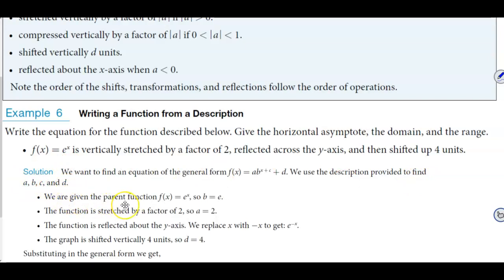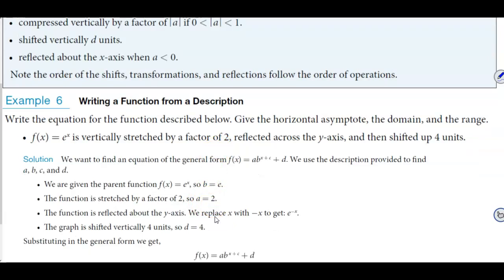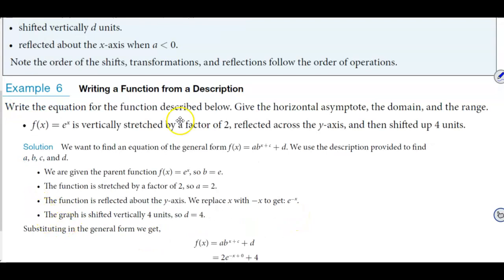So first we are given the parent function, f of x equals e to the x. So the base is e, so we know what b is equal to. Now the function is stretched by a factor of 2, so a is going to equal 2. Now we also know that the function is reflected about the y-axis, so we're going to replace x with negative x to get e to the negative x. And the graph is finally shifted up vertically 4 units, so we know that d is equal to 4.